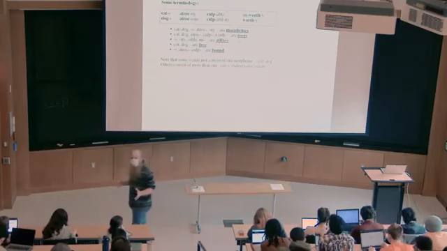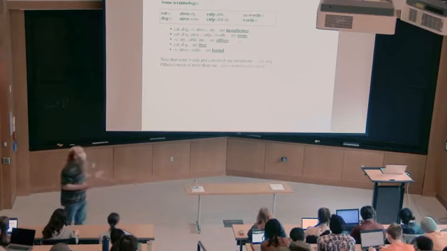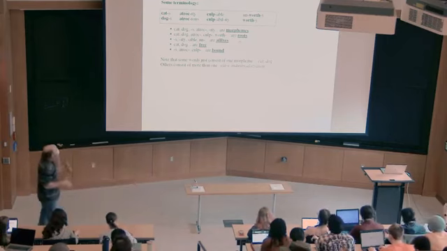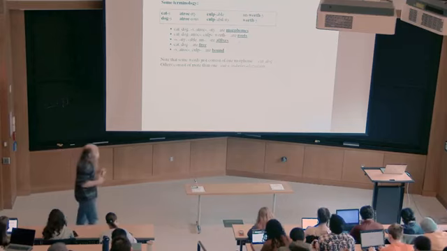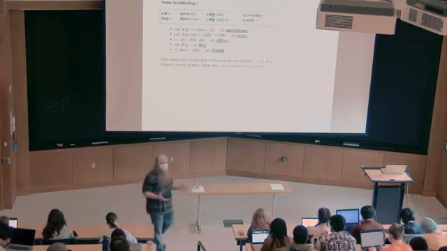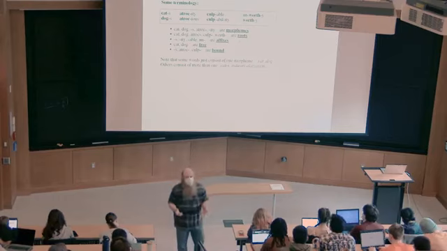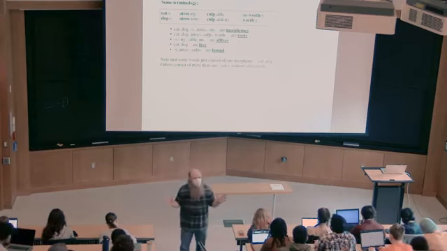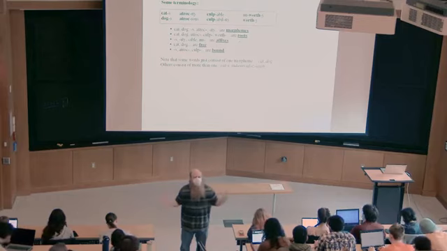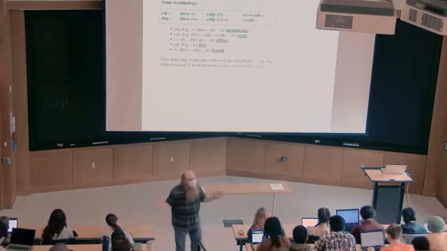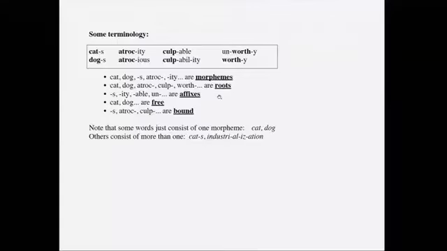People sometimes distinguish the root, which is the thing to which prefixes or suffixes are added, things like cat and dog and culp and worth and atroce. Those are all roots. They are the things to which you are going to add suffixes or prefixes. And then s and ity and able and un, those are all affixes. Most of them are suffixes, one of them is a prefix. But affix is a general term for these things that you add to roots.